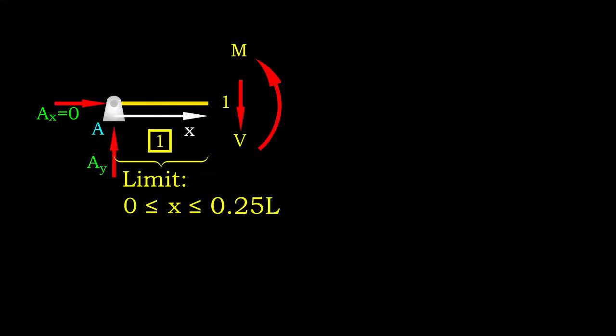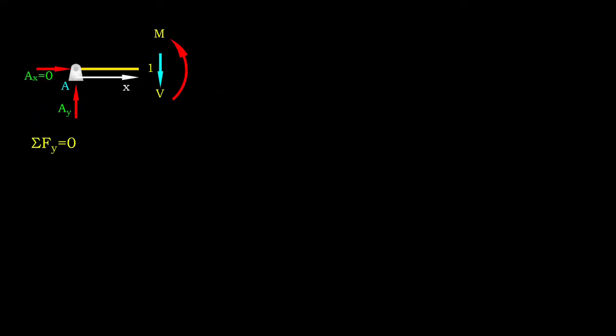Let's check out the first segment. In this segment, we only have reaction force at support A. By using equilibrium equation, the magnitude of shear force equals the support reaction. Bending moment equals the product of that reaction and x. These functions are only valid for this segment.